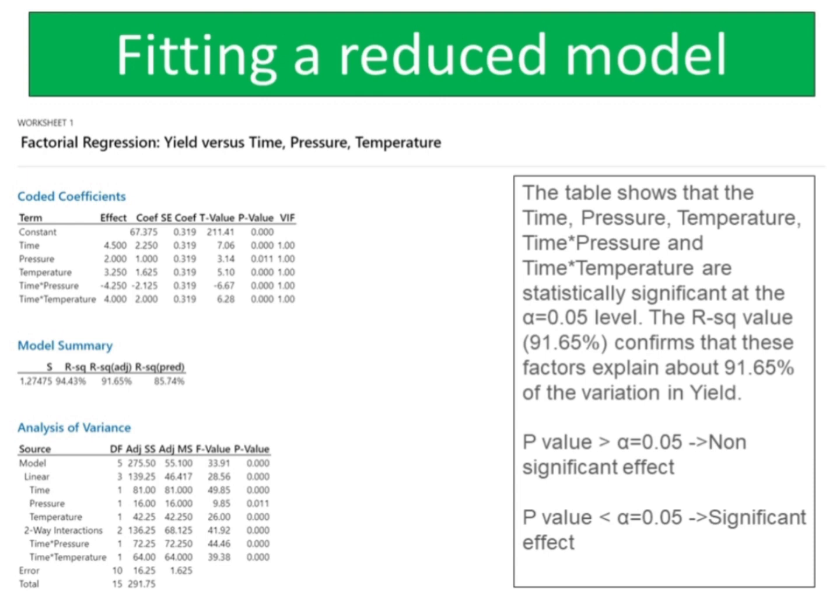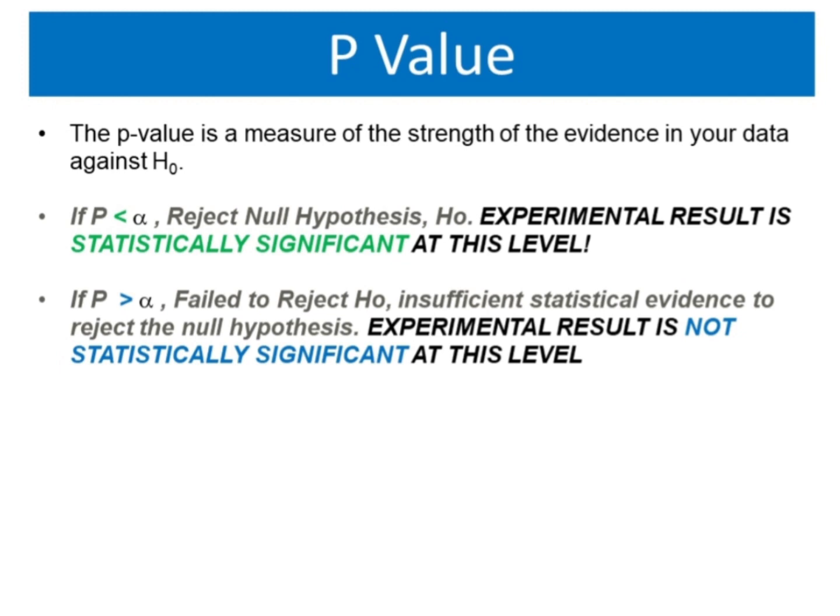If p-value is greater than alpha, the factor is not statistically significant at this level. If p-value is less than alpha, the factor is statistically significant at this level. The p-value is a measure of the strength of the evidence in your data against the null hypothesis. If p is less than alpha, reject the null hypothesis. The experimental result is statistically significant at this level. If p is greater than alpha, fail to reject the null hypothesis; there is insufficient statistical evidence to reject it. The experimental result is not statistically significant at this level.